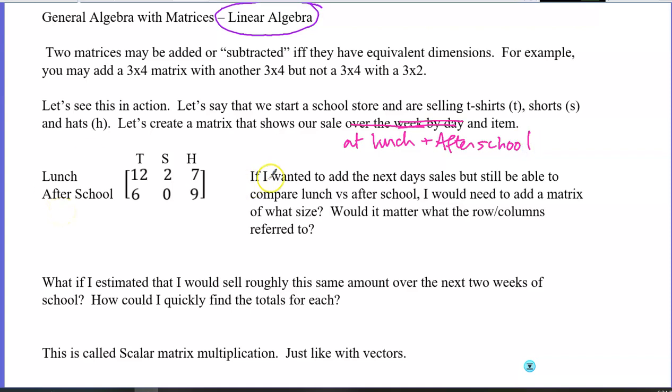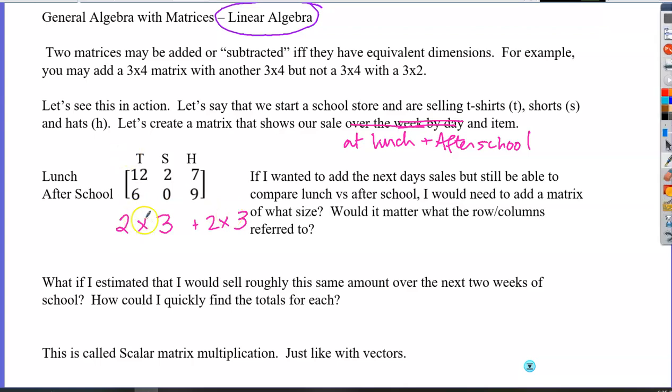Okay. So if I wanted to add the next day's sales, but still be able to compare lunch versus after school and the different items, I would need to add a matrix of what size? So this matrix, I guess we should start with this. This guy is rows by columns, a 2 by 3. So if I wanted to add the next day's sales, but again, be able to still see lunch and after school and still see each item, I would have to add another 2 by 3, right? That's the only way that we could add them. Otherwise, I wouldn't be able to see everything.